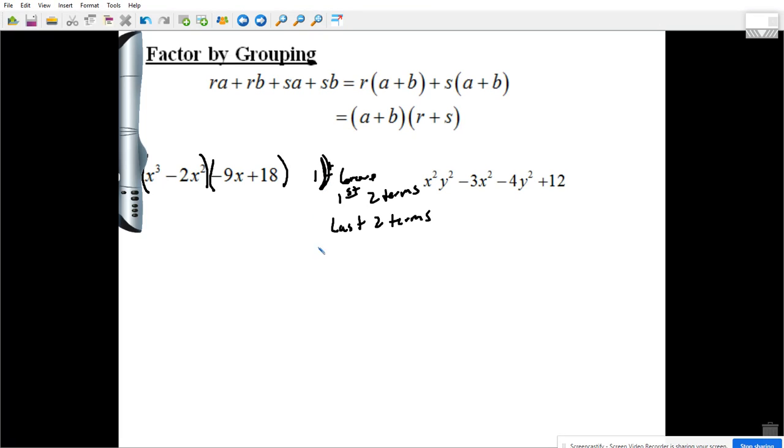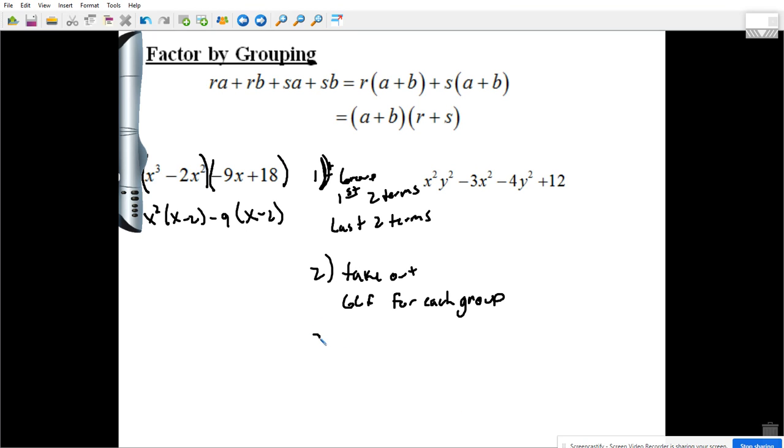So that's number 1. Number 2, we're going to take out a GCF for each group. Okay, so I'm going to take out here an x squared. It's going to leave me with an x minus 2. Here I'm going to take out a negative 9. It's going to leave me with an x minus 2. Here I should have the same thing in the parentheses. If I don't, I did something wrong. Okay, so I do.